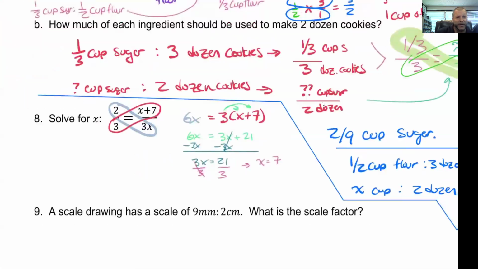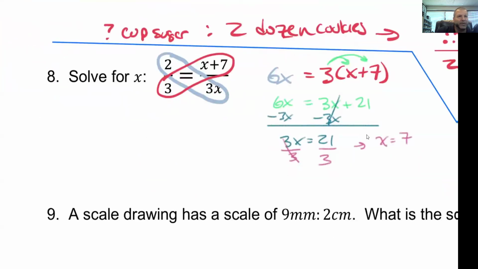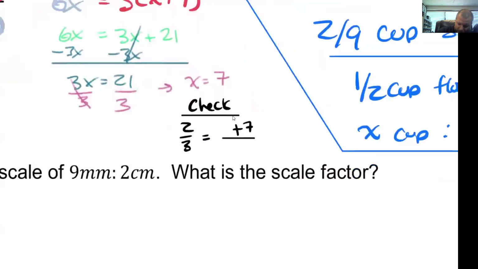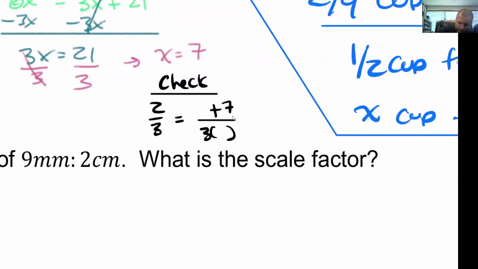Now, you should never, ever, ever get these questions wrong because you can always check them, right? So since I know that x is equal to 7, I could just plug 7 back in and see that I get a true statement. So here would be our check. All right, so we know 2 divided by 3 equals x plus 7 over 3x. We just found a moment ago that x was equal to 7, so let me throw that in every place I had an x. So we're going to get 14 over 21.